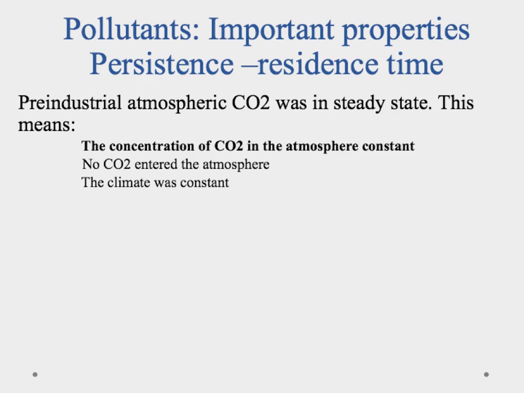Okay, so the most correct answer is that the concentration of CO2 in the atmosphere was constant. So there was CO2 entering the atmosphere through respiration, plant respiration, soil respiration, and it was leaving the atmosphere through photosynthesis. It's just that those two fluxes, the amount going in was equal to the amount going out, so the concentration of CO2 in the atmosphere was constant. And the climate wasn't constant because there were other things influencing climate over time, other than just the amount of greenhouse gases in the atmosphere.